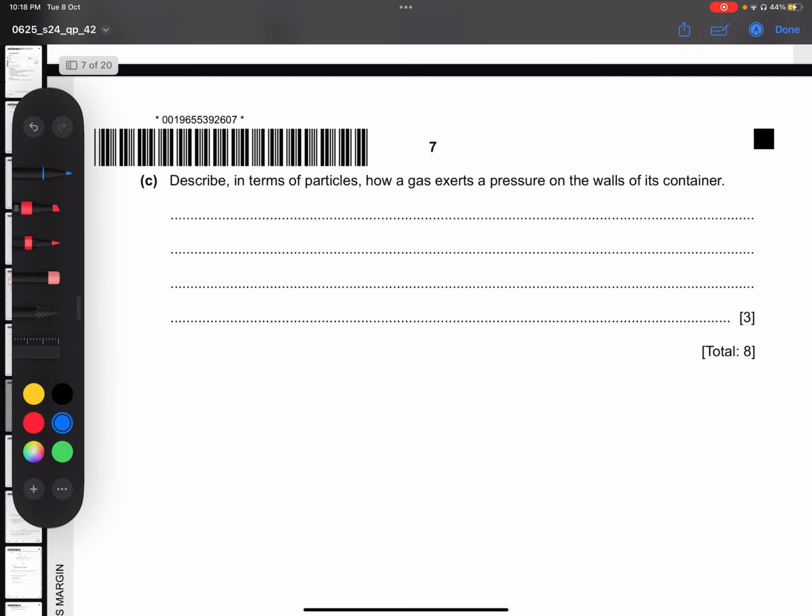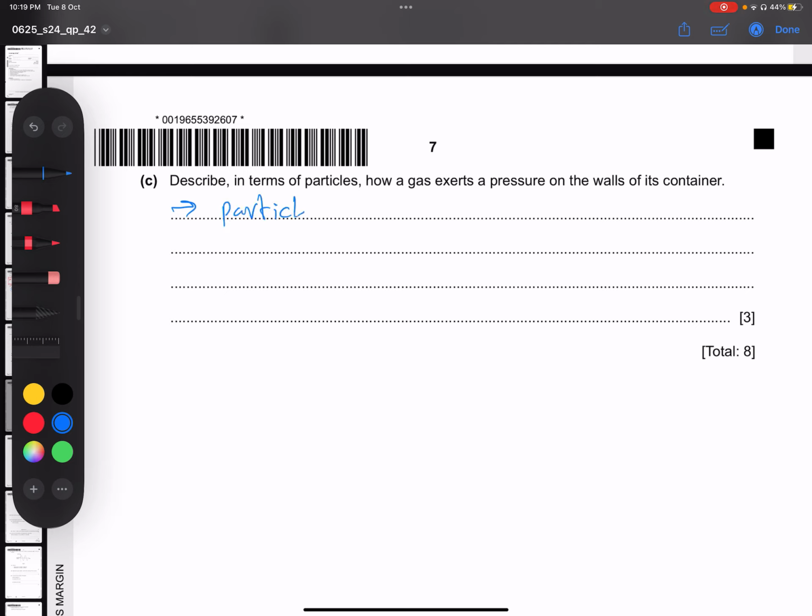Okay, now describe in terms of particles how a gas exerts a pressure on the walls of its container. This is a very important question in IGCSE physics because it's a very common question. It's repeated quite a lot. So you can imagine, first we would start with why a force actually gets applied on the wall. First of all, gas particles keep moving. They move a lot. They randomly move and they collide with the walls of the container. So that's the first point.